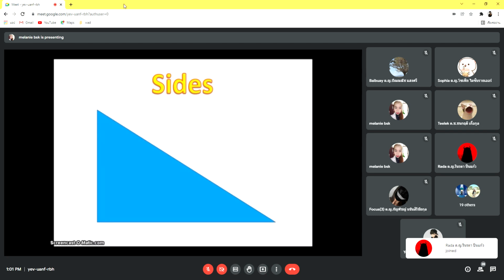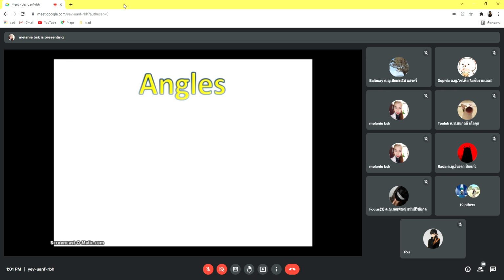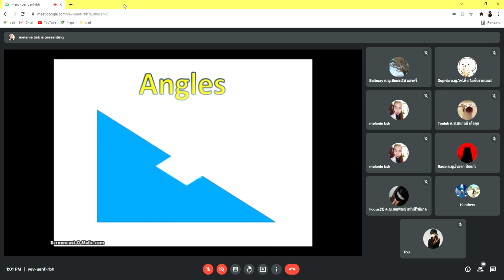So if we take this triangle, for example, there are 3 different sides there. 1, 2, 3. Also, polygons have angles. So if we look at the triangle again, there's an angle up top, a little bit of a smaller angle down bottom, and then another angle in the corner.